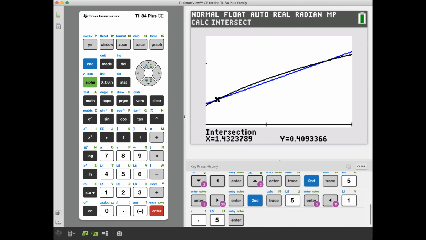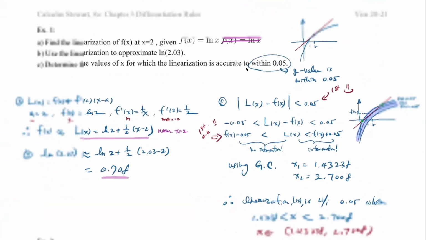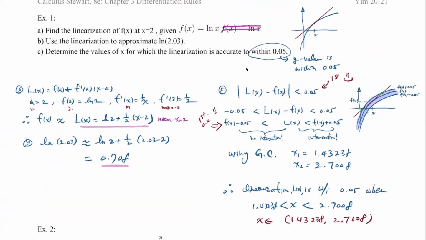All right, guys. So let's get back to the iPad. And we're back. Okay. So that's what that is. Now, what we do need to do is write a complete sentence. So the linearization of L of x is within 0.05 when this is true. But we generally like to put this right here, don't we? In interval notation, you could say x is in. That means it's a member of, or is in. I think in this case, is in is better. All right. So there it is.